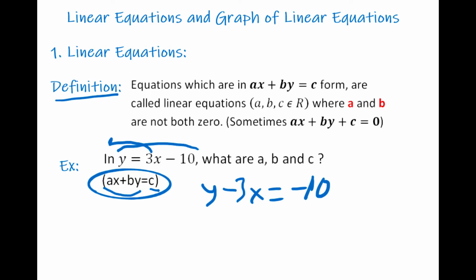Anyway, so here if we put it in this form, then we can see a, b, and c. a is the coefficient of x, and here the coefficient of x is negative 3, so a is negative 3. b is the coefficient of y, so b is 1, guys, and c is the constant on the right, which is negative 10, guys.